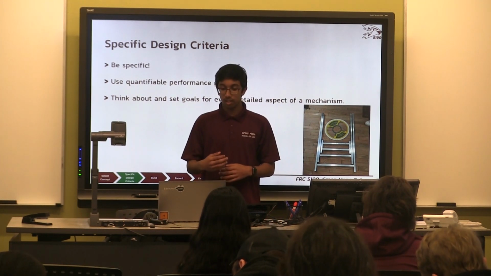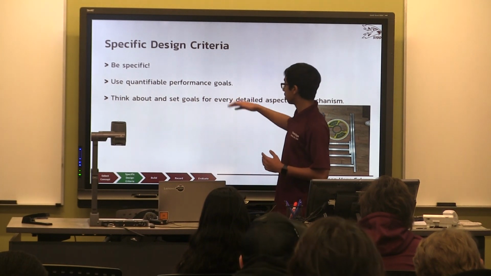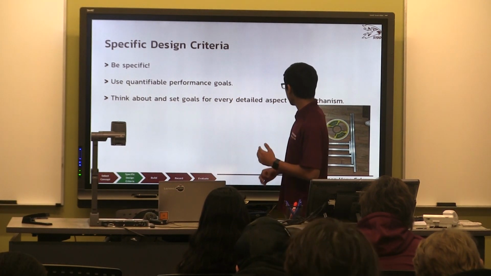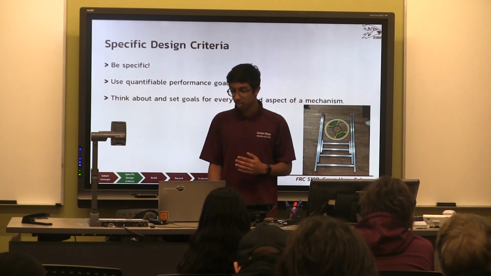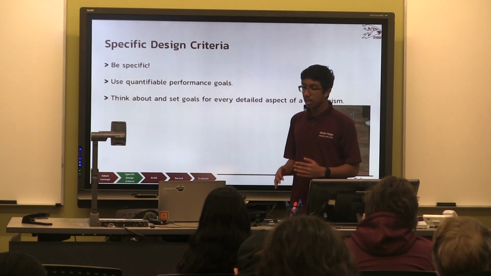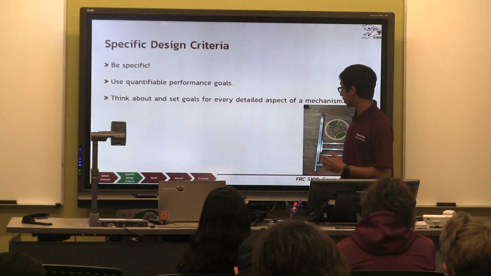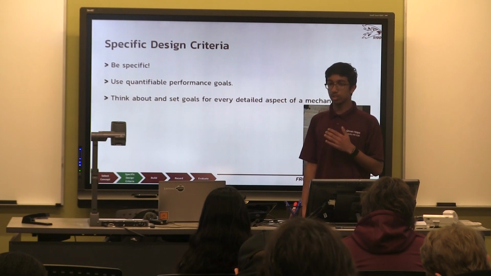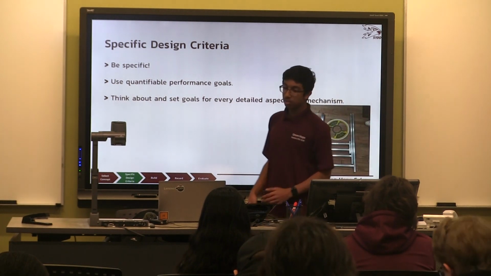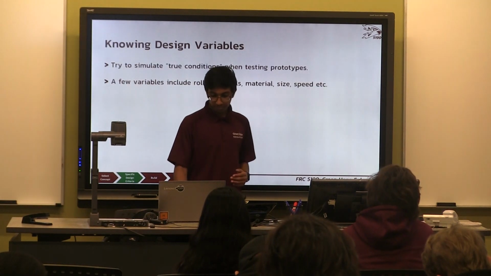The third bullet point basically builds off the second bullet point, and you want to have a bit more detailed aspects. So if you're designing a shooter, you want to test the different variables, such as how fast you can get your shooter to move so that it reaches its max shooting speed in the least amount of time. Those are the kind of things you want to be thinking about in specific design criteria.